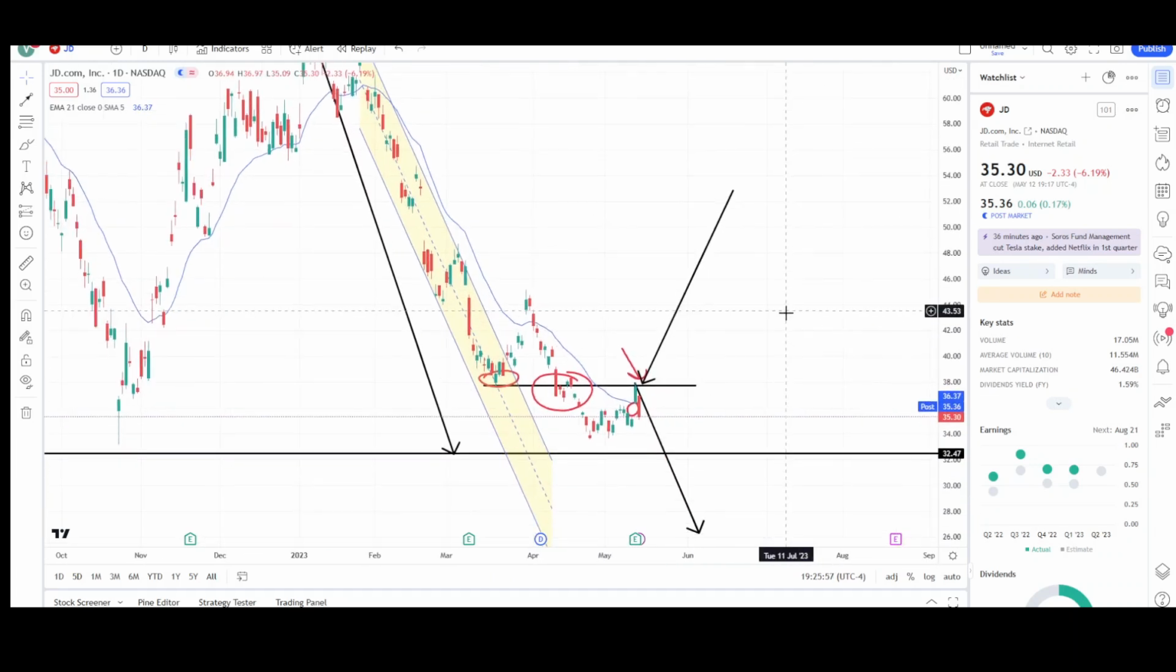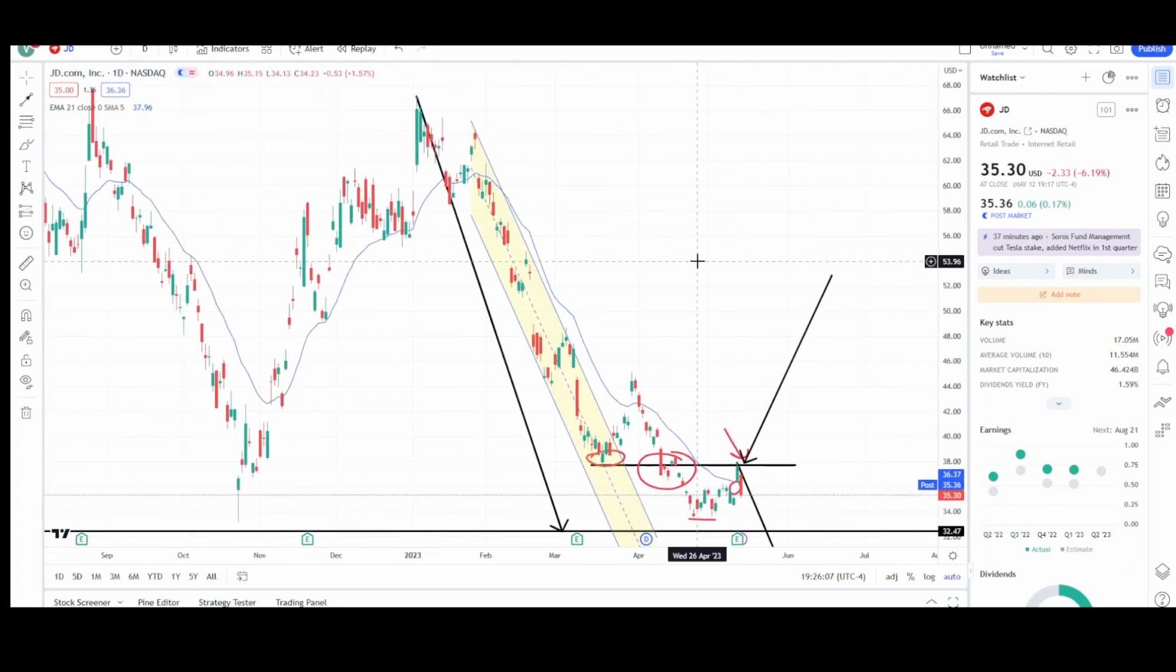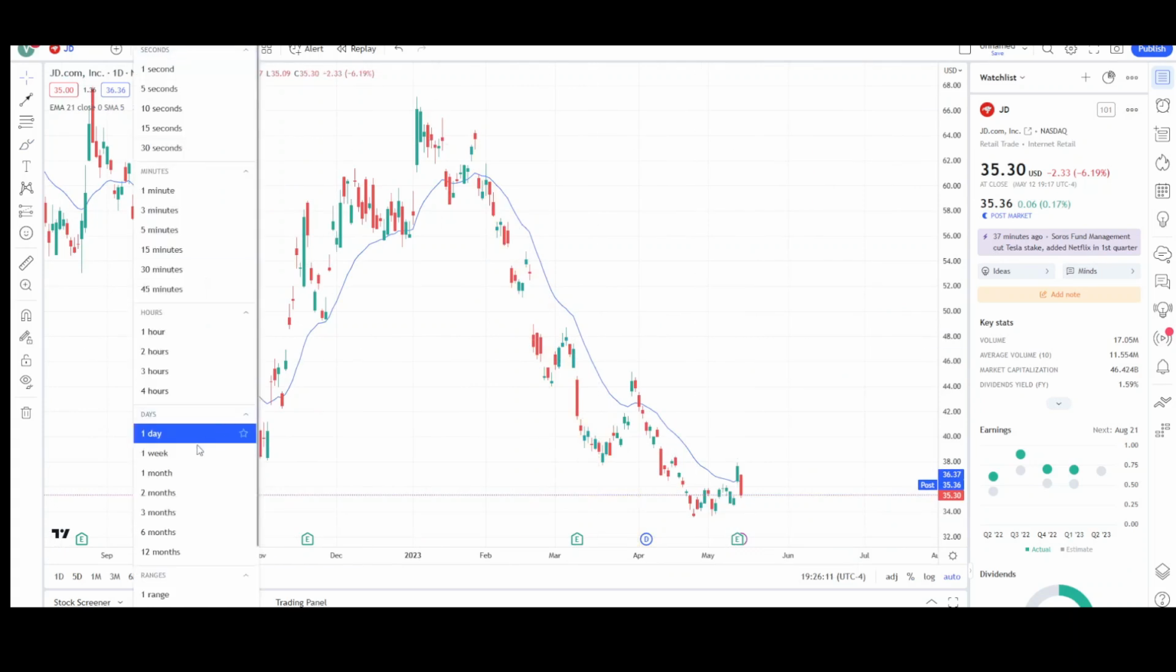So I say it looks like it can come back down to this low right here, and anything more than that would be very aggressive selling. So that's what it looks like JD is planning to do. So that's all I see on the daily chart. Let's take a look at the weekly chart.